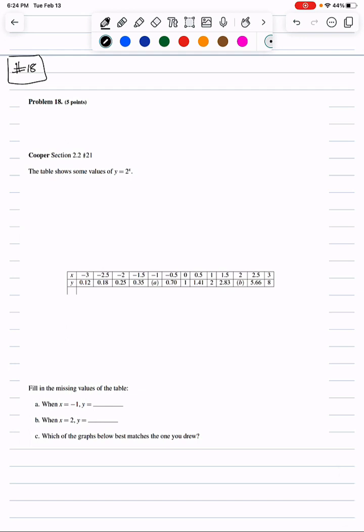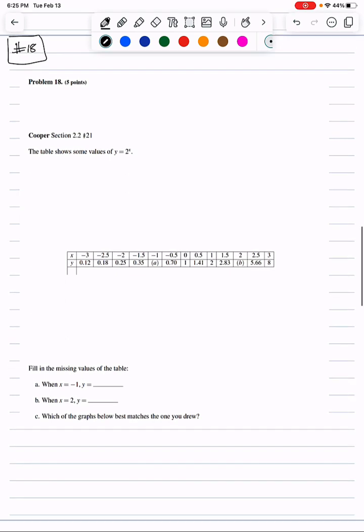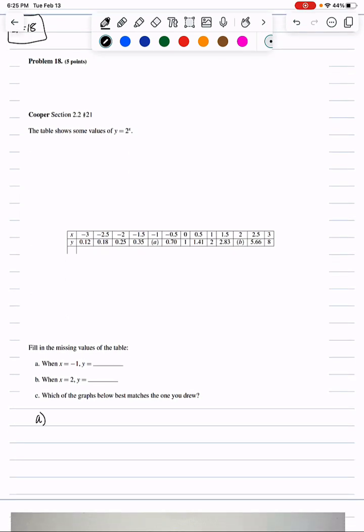So 18, we have this table of values for the graph of y is equal to 2 to the x. And so we just want to fill in the missing values of the table and then just match the graph. And so this one shouldn't be too bad. Basically what we're doing is part A. Let's just plug in x equals -1. So I have y is equal to 2 to the -1. And the same thing with B, we're going to do y is equal to 2 squared.